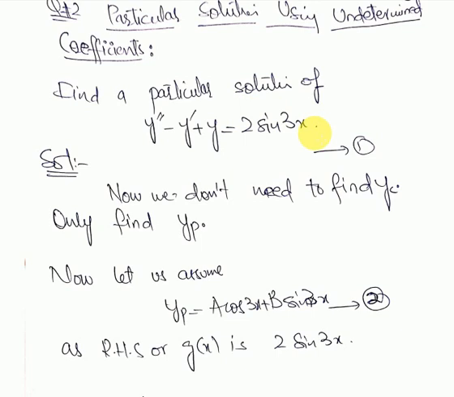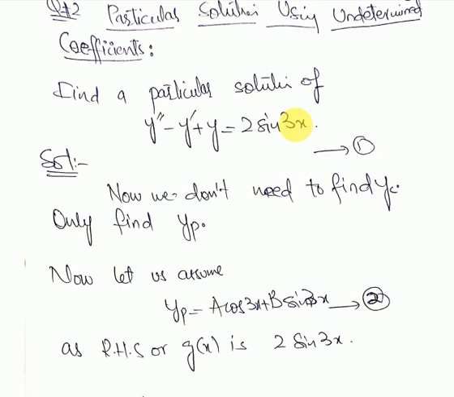If you remember, in the first question which we did, the right hand side term was a quadratic polynomial, but what is here? This is 2 sine 3x. It could also be cos 3x, cos 2x, sin x, cos x, any such function. So the differential equation given is y double dash minus y dash plus y is equal to 2 sine 3x.